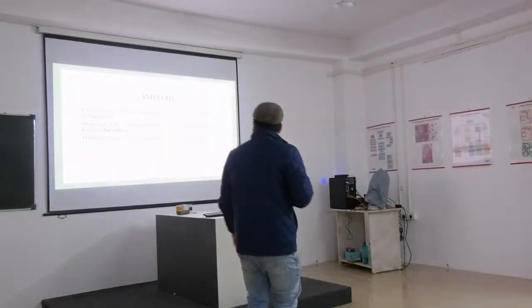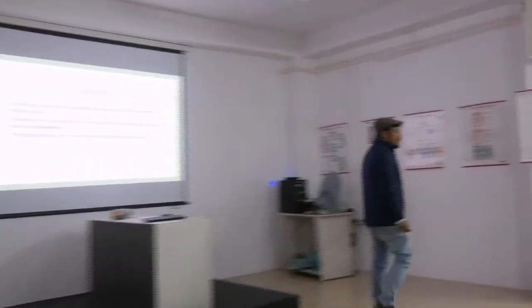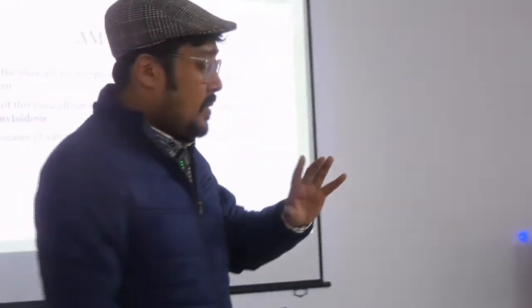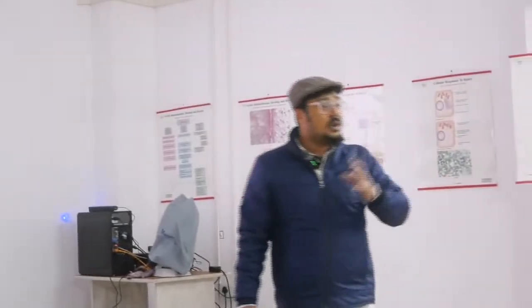Alright. Okay. Amyloid, what is amyloid? Amyloid is an extracellular protein produced by the mutation of various globin chains or polypeptide chains in our body. That may be normal protein overproduction or abnormal protein or mutant protein normal production.